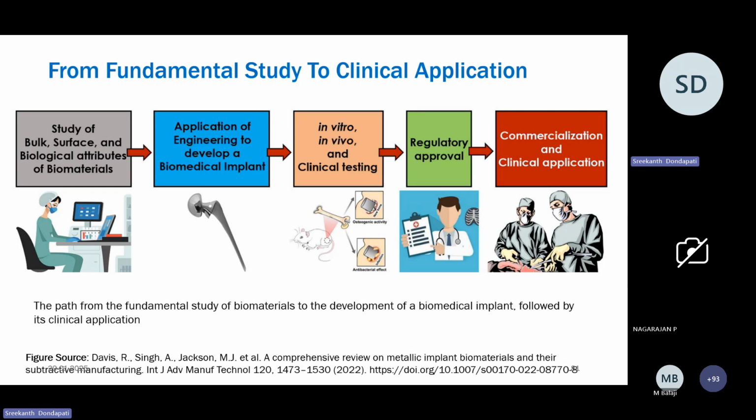Generally, this is how the research on biomaterials goes on. We study the bulk, surface and biological attributes of biomaterials at the initial level, and then we apply engineering to develop a biomedical implant. Then we study the in vitro and in vivo, and then clinical testing it has to undergo. Once it is proved in vitro and in vivo, then regulatory approvals, and then finally we can commercialize for clinical applications. So this is the path from the fundamental study of the biomaterial to the commercialization and final clinical applications. Thank you very much.